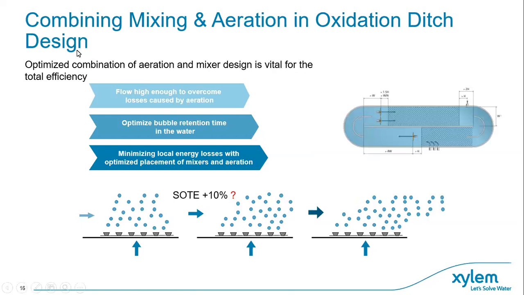So if we go into oxidation ditch, we're adding one parameter to the design, and that's the mixers that come in, creating the bulk flow in the tank, and it could be 10%, it could be more, but that's gaining even more savings looking at aeration blowers and mixing in this case, because they affect each other quite a lot.